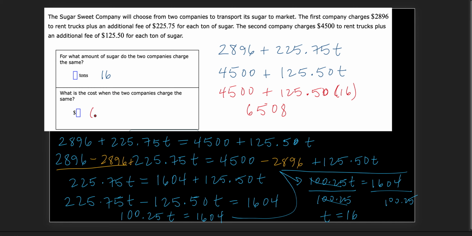So 6508 in here. And now we've covered all 3 types of problems.